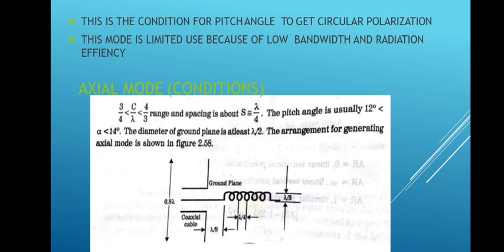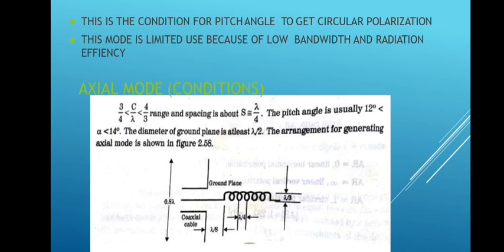So the axial mode operation diagram is like this. 0.8 lambda, this is the ground plane, the coaxial cable, and here the spacing between the turns is lambda by 4, and here it is S by 2, so lambda by 8, the ground plane like this. This is the wire, and whatever diameter we see, the minimum is lambda by 3.